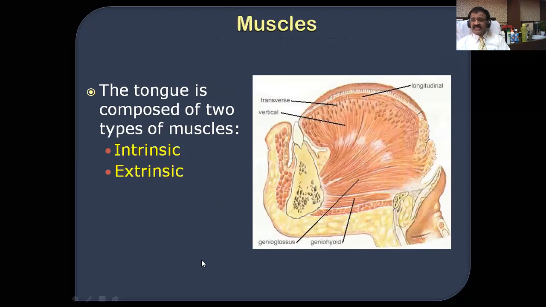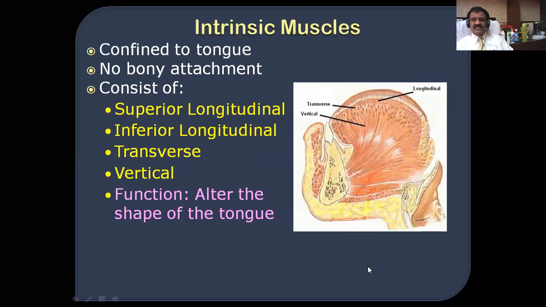And now let us understand the muscles of the tongue, because the tongue is a muscular organ, and it is composed of 2 types of muscles: intrinsic muscles and extrinsic muscles. Intrinsic muscles take origin and insertion in the tongue itself. They don't require any bone for origin or insertion. Whereas extrinsic muscles take origin outside the tongue from some bone, and they come for insertion in the tongue. So they are called extrinsic muscles. So there are 8 muscles, 4 intrinsic and 4 extrinsic.